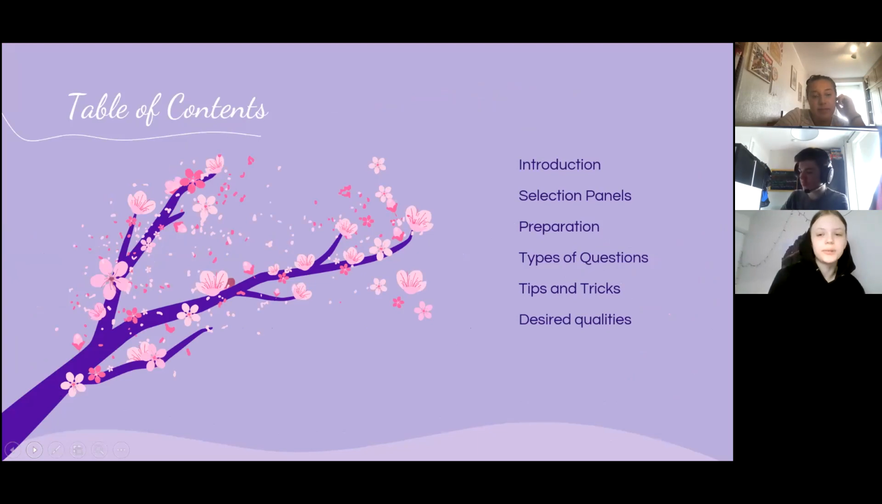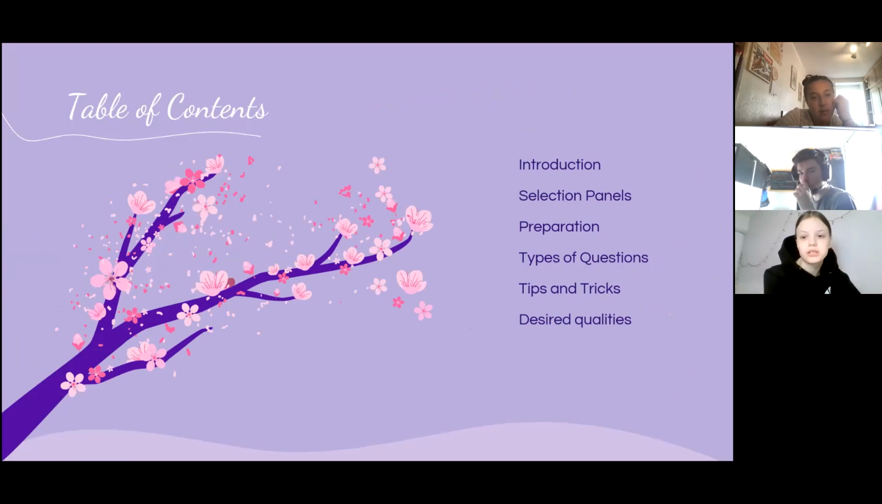Basically, we'll be dividing this into talking about the selection panels, how to prepare for an app, and the different types of questions you might come across, and different kinds of tips and tricks in your application writing that are good to keep in mind while planning and while writing, and also some desired qualities of different roles in EYP. For example, what are people usually looking for when they are calling for media team members?